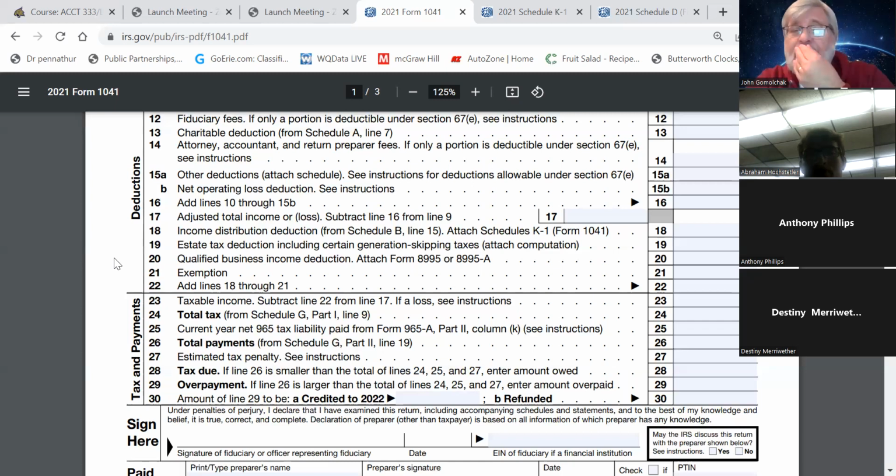Line 21, add lines 18 through 21. So that's the income distribution deduction that we calculated, and these other things which aren't necessarily going to apply, plus your exemption. That's line 22. Line 23, subtract 22 from 17. So it's going to be 22, which is our total deductions, which is the income distribution deduction plus your exemption, subtracted from your taxable income above. That goes on line 23.